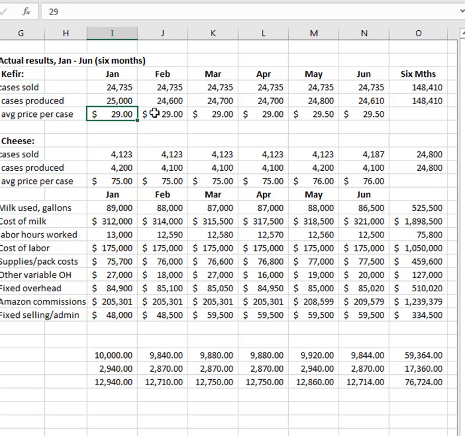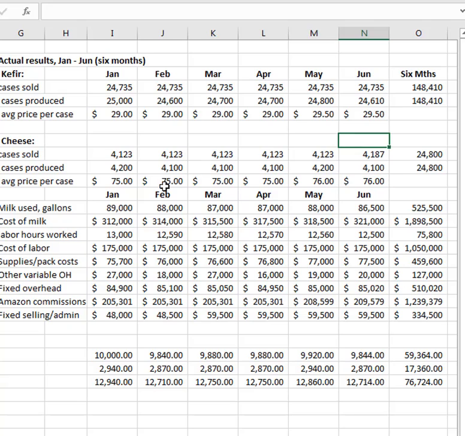So the price per case went up a little bit at the end for both kefir and cheese. Just something for you to notice there, that it started a little bit below budget, but then got up to budget. And here we started a little bit below budget because we budgeted $30. And we're inching up but haven't quite got back to the $30.